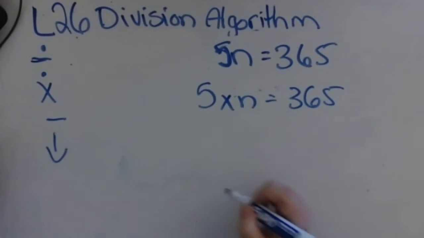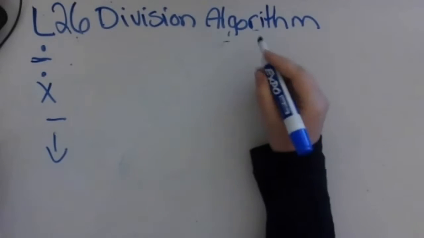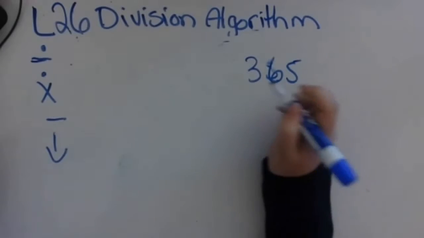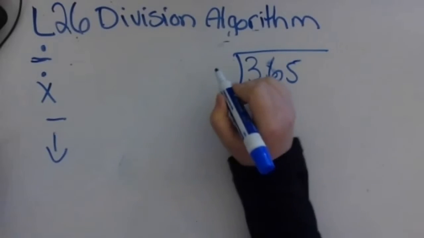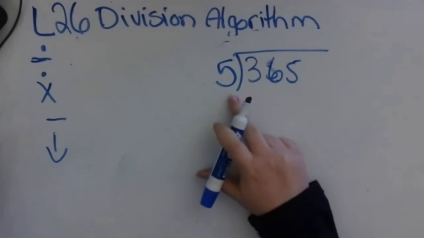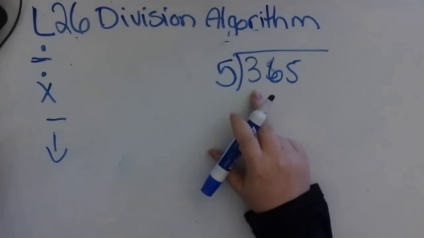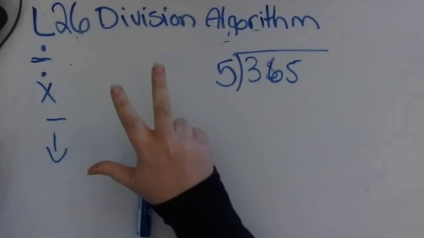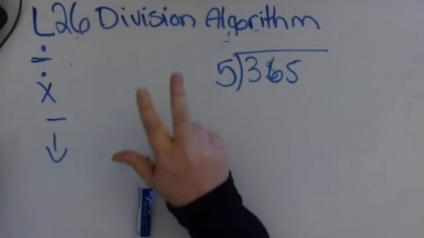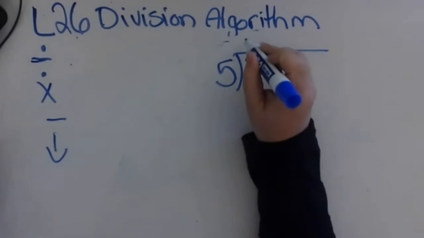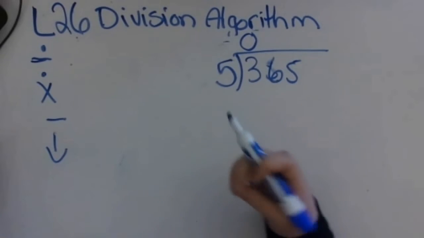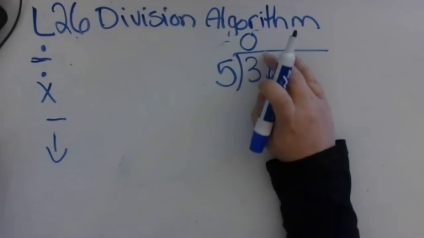Use our division algorithm. We're going to take 365 and we're going to divide that by 5. So let's do our division. How many times does 5 go into 3? 5 does not go into 3. If I have 3 fingers, I cannot take 5 fingers out of that. There are not enough fingers, which means this is 0. Now, I like putting a 0 there because, again, it shows me that I've used that 3.